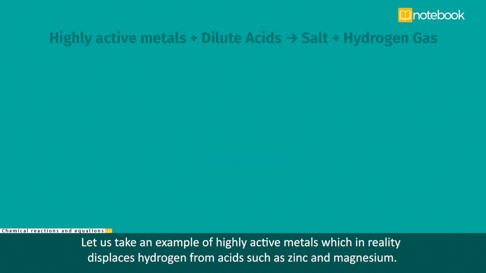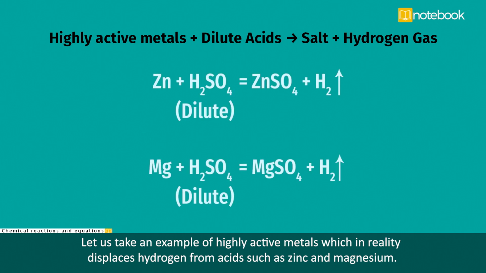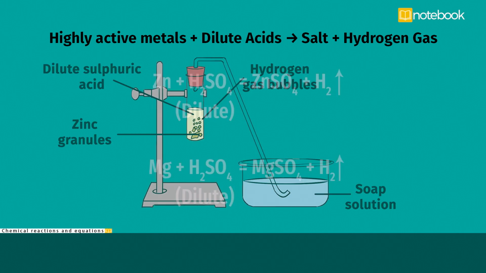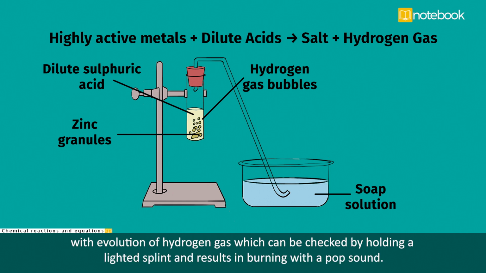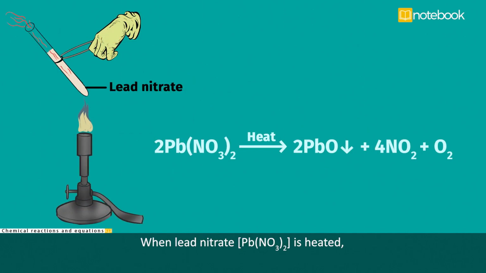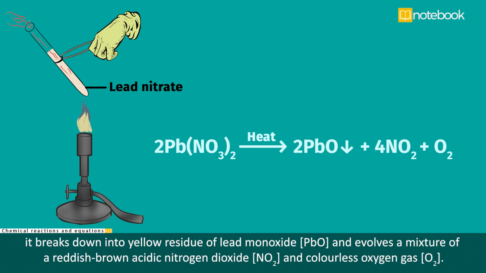Let us take an example of highly active metals which in reality displace hydrogen from acids, such as zinc and magnesium. They react with dilute acids with evolution of hydrogen gas, which can be checked by holding a lighted splint and results in burning with a pop sound. When lead nitrate, PbNO3, is heated, it breaks down into yellow residue of lead monoxide, PbO, and evolves a mixture of a reddish-brown acidic nitrogen dioxide, NO2, and colorless oxygen gas, O2.